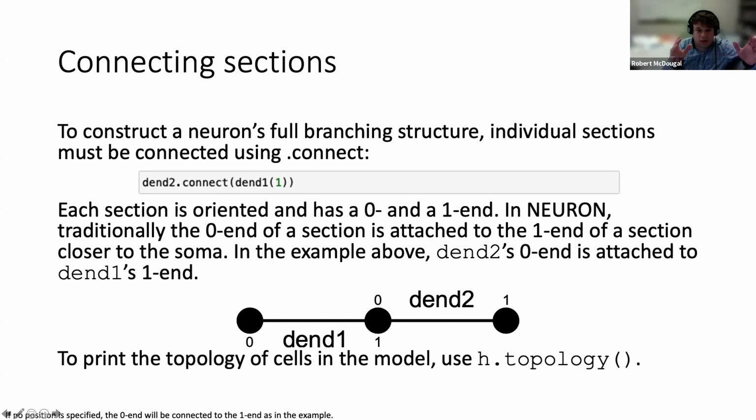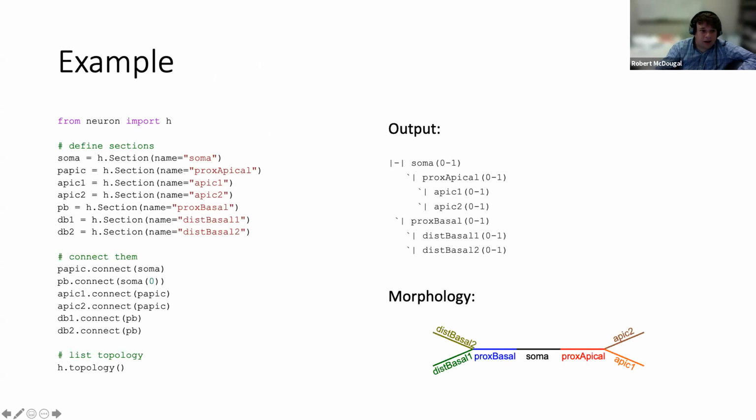But yeah, if I want to create a whole bunch of sections, I can attach them together using connect, and then I can view the topology using h.topology. So let's look at what this does. Here's an example. In practice, you wouldn't actually do this in brute force like this. You'd use for loops or data formats, so we'd load in an SWC file or something like that.